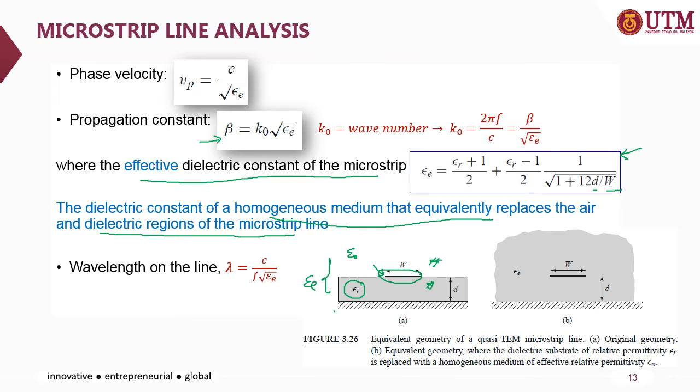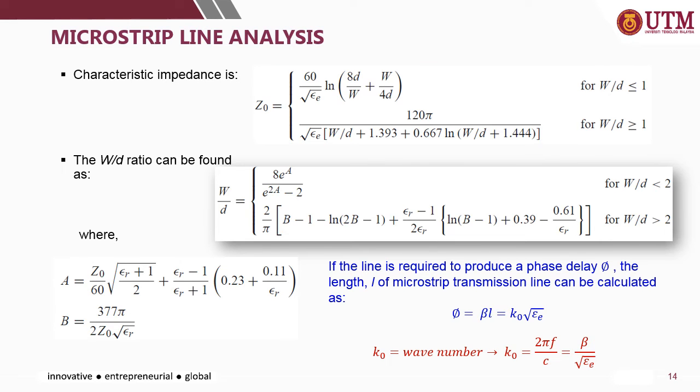So then the wavelength of the line can be calculated by using lambda, still dependent on epsilon e, the effective permittivity or dielectric constant. Okay, next, the characteristic impedance for microstrip line can be estimated by using the following equations, which depend on the d, the thickness of the substrate, and the width.